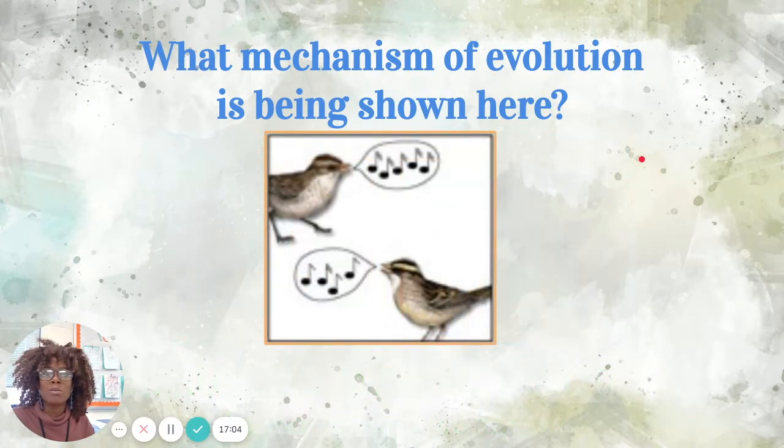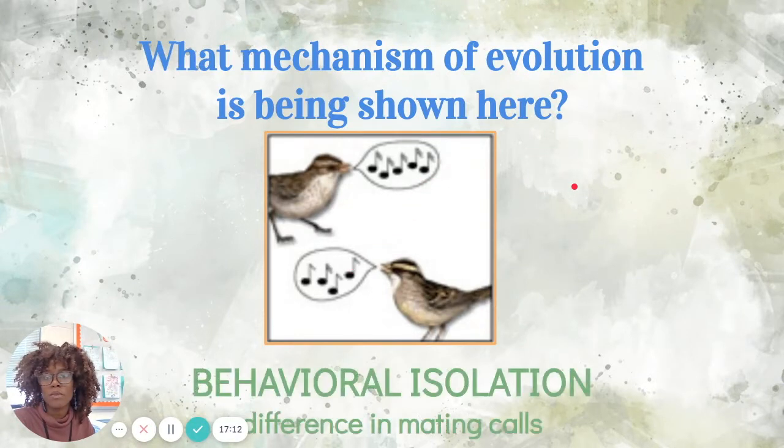Okay, what mechanism of evolution is being shown in this example? Notice the different notes. Okay, this is behavioral isolation because there's a difference in the mating behaviors, the mating calls. Behavioral isolation.